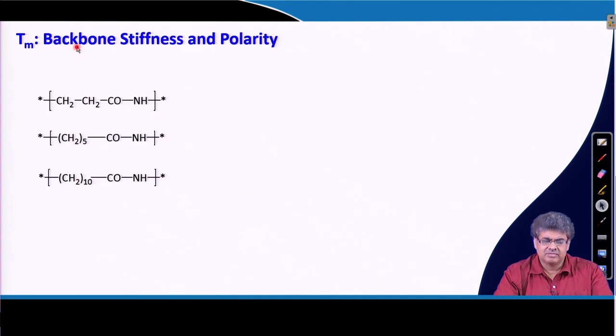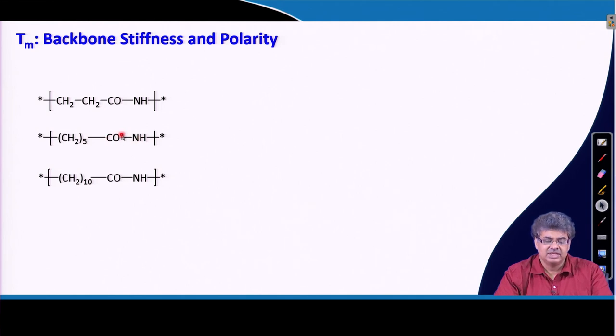In this example, we will combine two factors, backbone stiffness and polarity. Now, if you compare an amide group and a C-C bond, obviously the C-C bond will be more flexible, because single bond rotation is much more feasible in this case. So, if you compare these three polymers, as we increase the number of CH3 groups, the polymer becomes more flexible or less rigid; in an indirect way we can say that this is the stiffest polymer among these three. Similarly, as we increase the number of CH3 groups, we are also decreasing the weight fraction of CONH2 in the polymer.